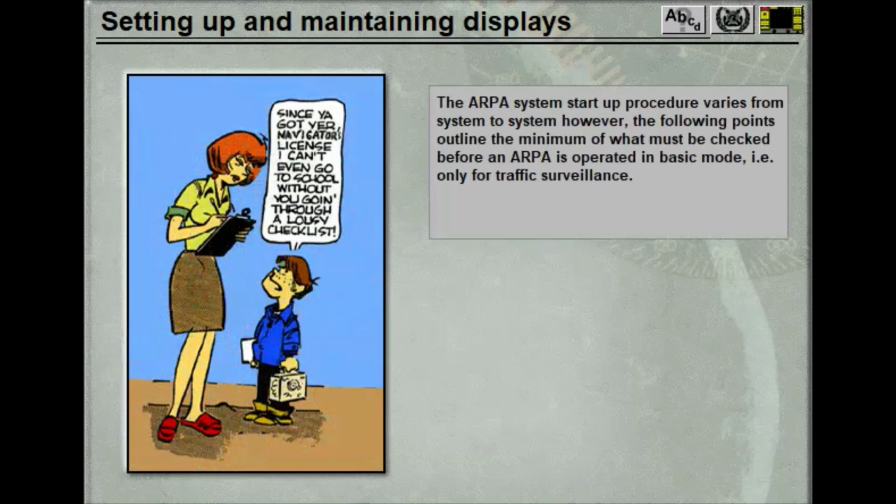The ARPA system startup procedure varies from system to system, however. The following points outline the minimum of what must be checked before an ARPA is operated in basic mode, that is, only for traffic surveillance. Overlooking one or more of these points may cause serious consequences.